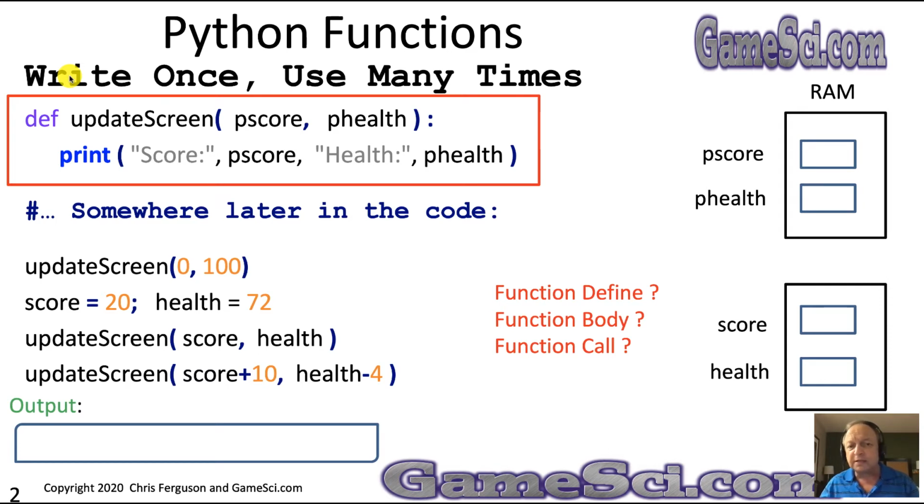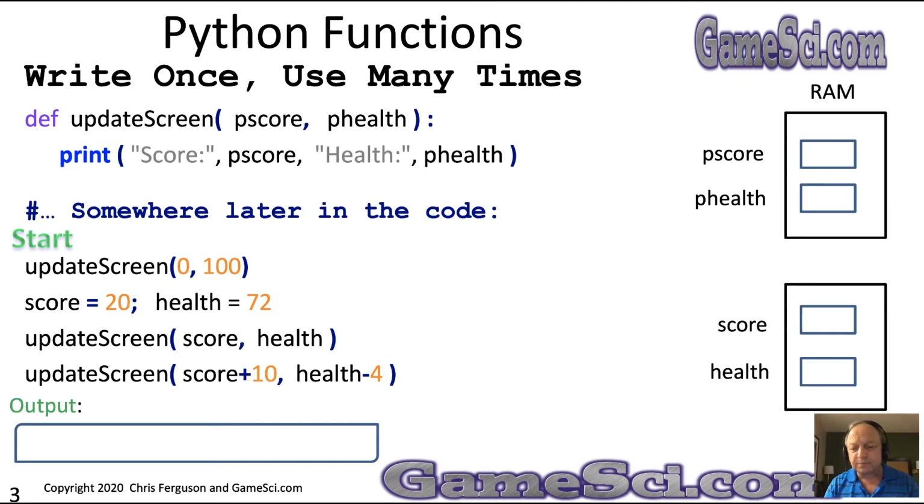What part of this is the function define? Well, that's easy. It's the one that starts with def. def is literally short for define. This line of code defines the function. What about the function body? What part of this is the function body? That's easy too. It's the indented code underneath the function define. And what is the function call? The function calls are down here below. There's 1, 2, 3 function calls to updateScreen. Make sure that you understand the parts of writing a function. Learn the vocabulary, learn the terms, and it'll be much easier to understand.